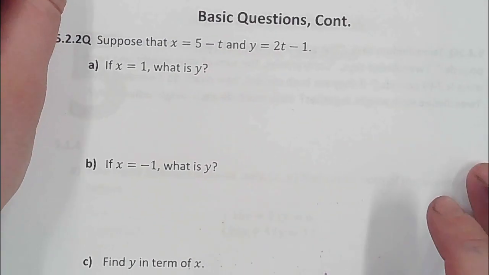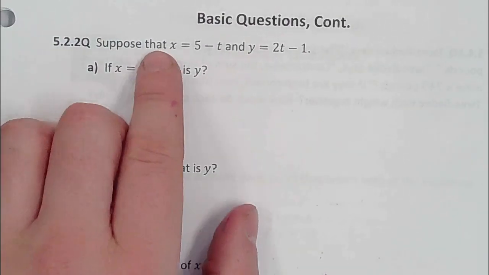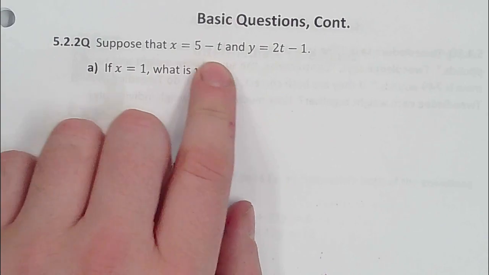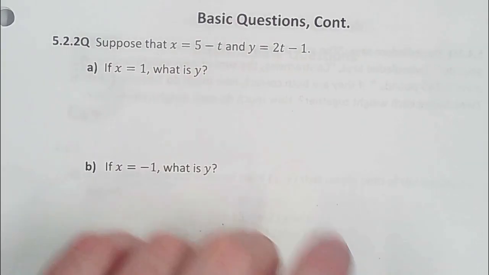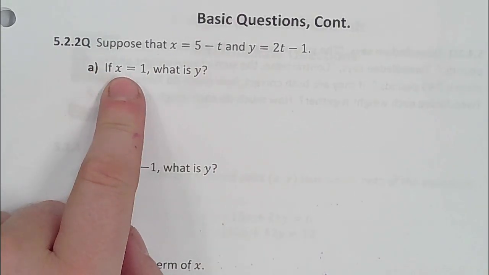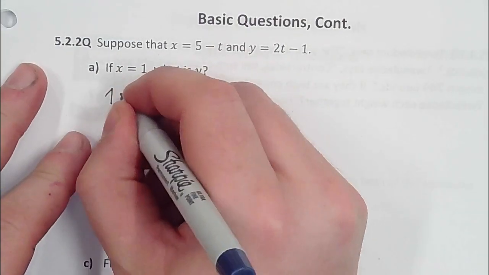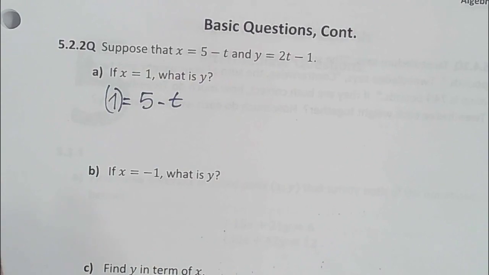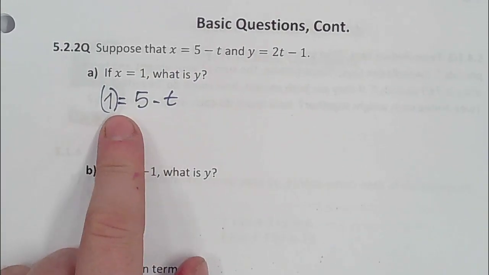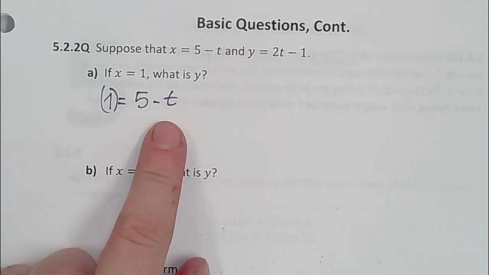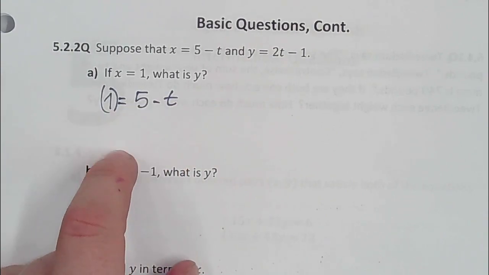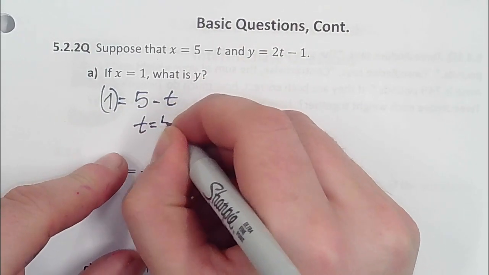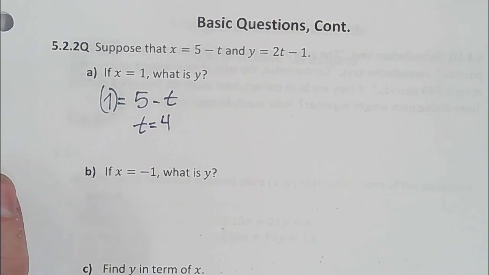Looking at 522, we're going to use a little bit of substitution. It says, suppose that we know x is 5 minus t, and y is 2t minus 1. It's saying if x is 1, okay, well, if x is 1, then I know this. X is 1. What will y be? Well, notice this doesn't say anything about y, but we could figure out what t is. 5 minus what is 1? Well, 4. T must be 4 if x is 1.